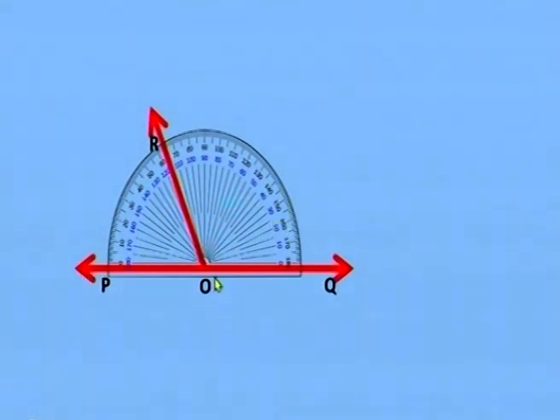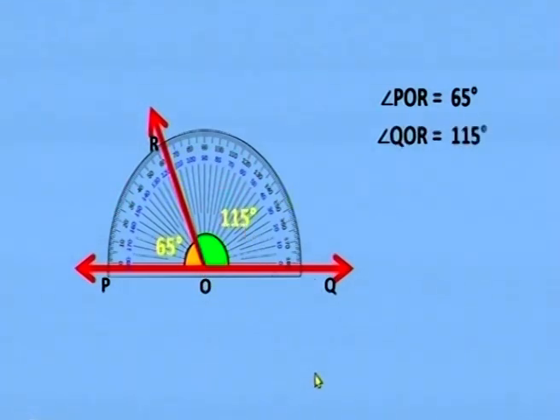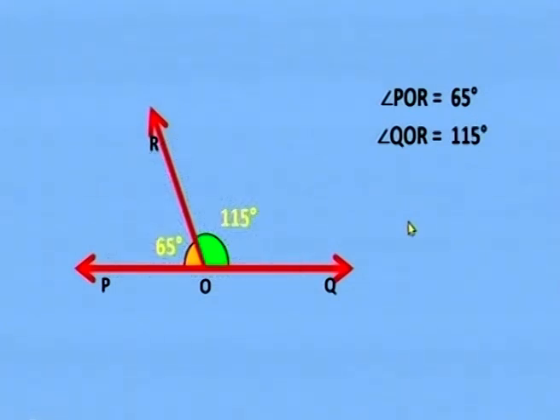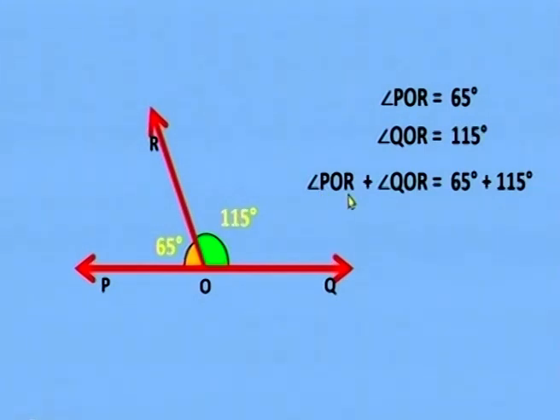Children, can you notice what is the measure of these two angles? Here angle POR is 65 degrees, whereas measure of angle ROQ is 115 degrees. Now let us add these angles as shown in the figure. So here angle POR plus angle ROQ is equal to 65 plus 115, and adding these two you get 180 degrees.